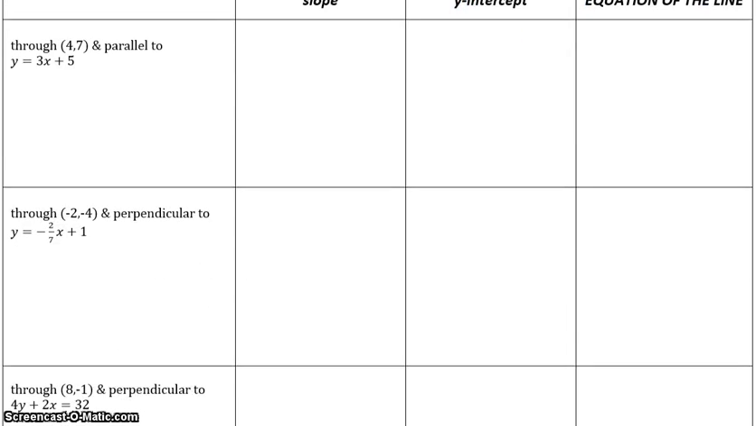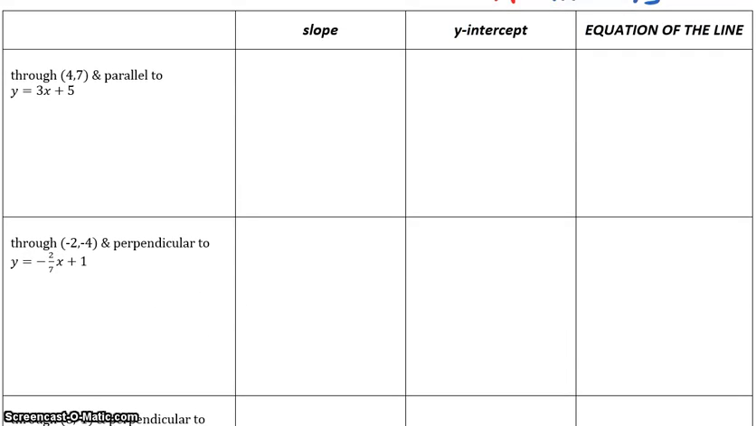Let's look at some examples. Notice that the examples are arranged in the same way as writing equations in section 5.1 and 5.2. We still need two pieces of information. We need the slope and we need the y-intercept. And then we're going to write the equation of the line. The first piece of information says that it's going to go through the point 4, 7, and it's parallel to y equals 3x plus 5.